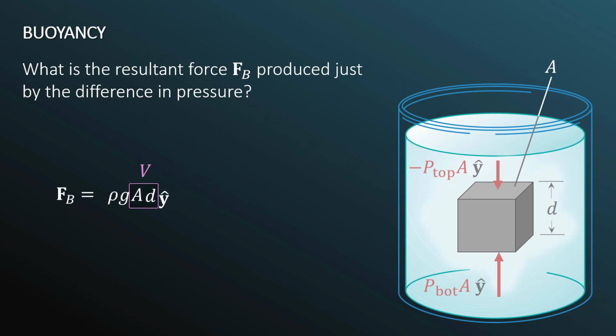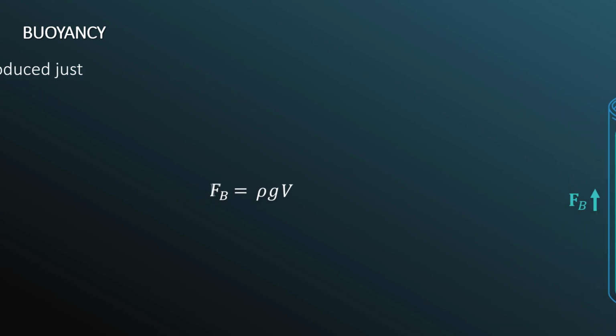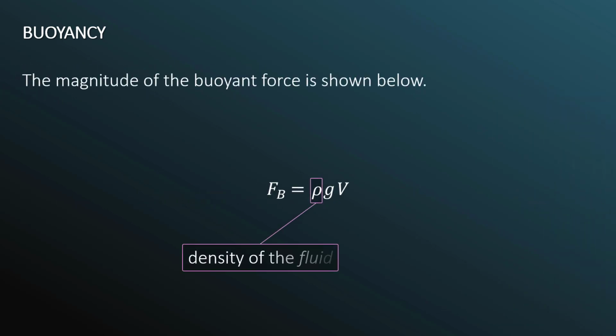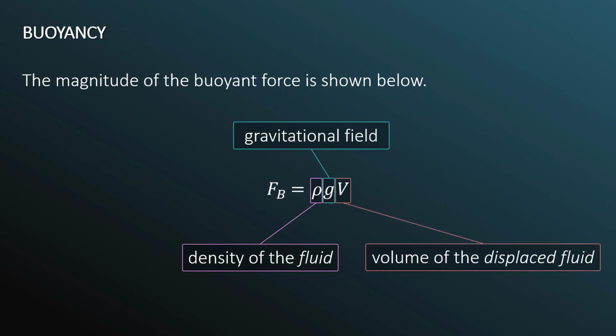And of course we know that A times d is the volume of the object, so we can replace that just with V, and we know that this is the buoyant force. This difference in force that is created by the differences in the pressure is the buoyant force. So the magnitude of the buoyant force is shown below, where this rho, importantly, is the density of the fluid, not the density of the object, it's the density of the fluid. This is the gravitational field, and this is the volume of the displaced fluid.